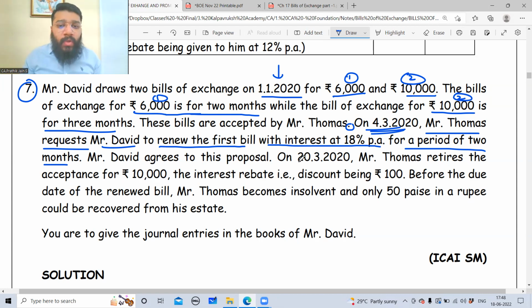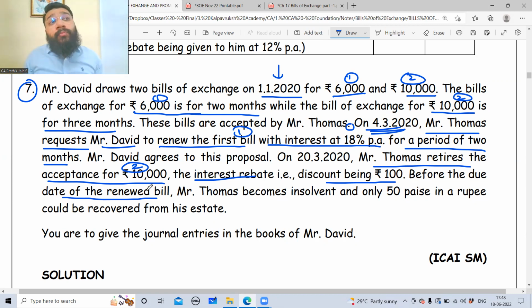On 23/2020, Mr. Thomas retires the acceptance of 10,000. That is the second bill. So the first bill is getting renewed, the second bill is retired. And an interest rebate of 100 rupees is being allowed before the due date of the renewed bill.